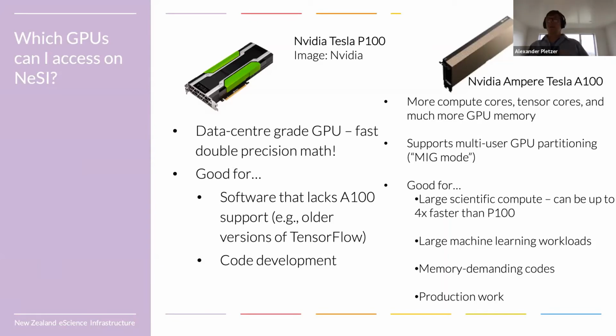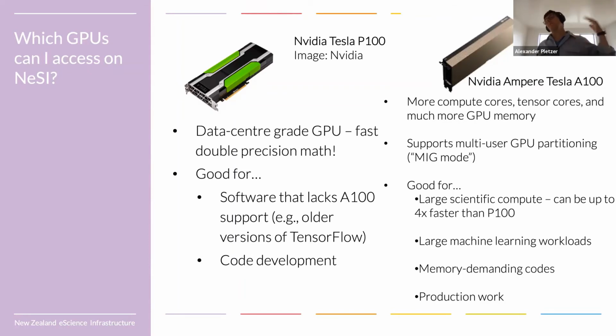The first thing for people to realize is that we have two sets of GPUs installed at NeSI. We have the P100, which has been part of our platform since we did that upgrade 4 years ago. They're really good for code development. They're really good if you have an older code, an older version of TensorFlow, for instance, that does not run on the latest hardware. So that's a good choice.